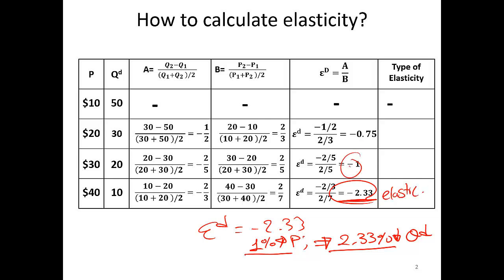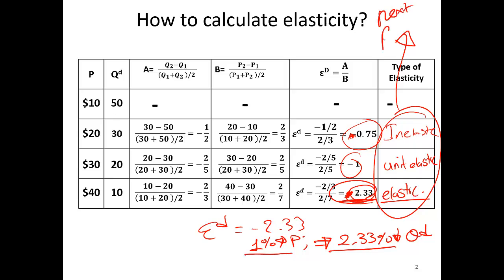If the price elasticity of demand is exactly equal to -1, we call this unit elastic or unitary elastic. If price elasticity of demand is less than 1 in absolute value, meaning forget about the negative sign, is it less than 1? Yes, so we call this inelastic. If in absolute value the value is greater than 1, it's called elastic. Actually, these are the things we're going to talk about in next parts, so don't worry about them right now.